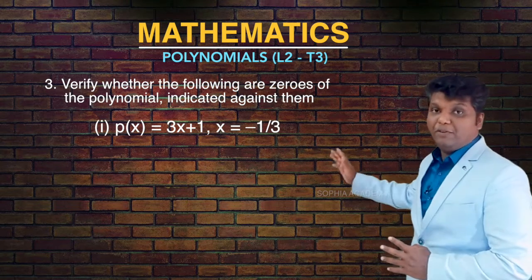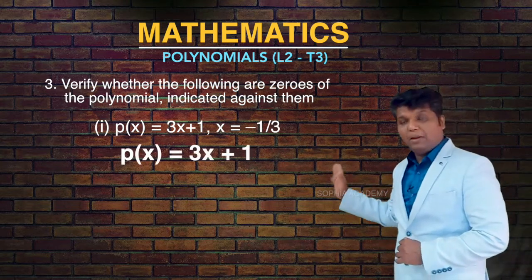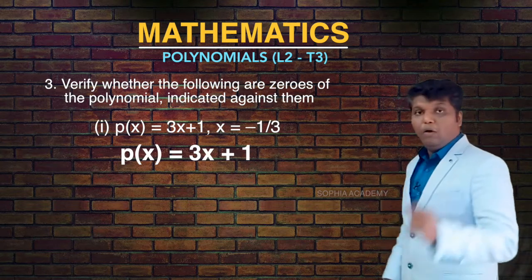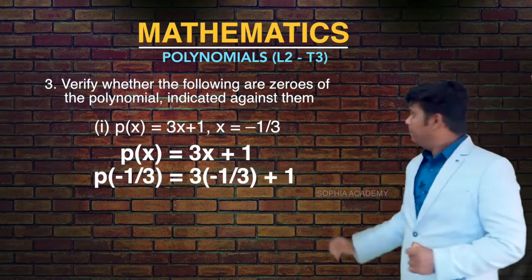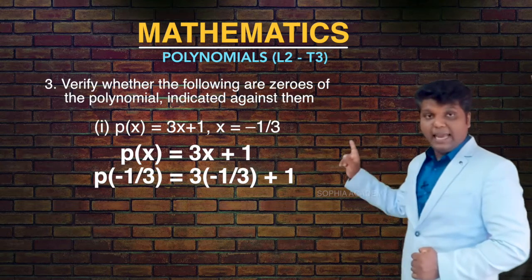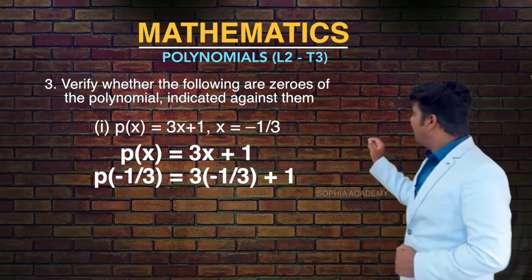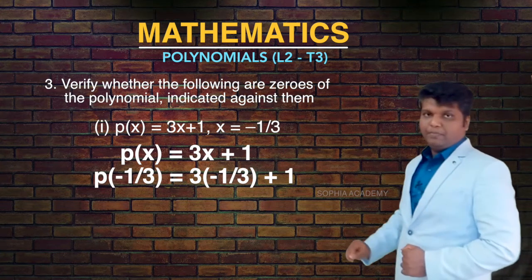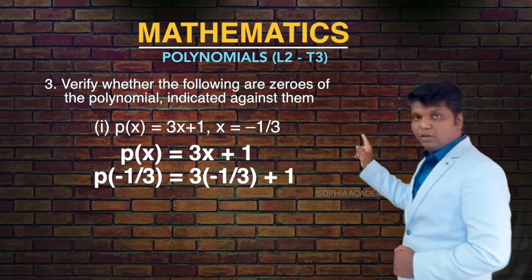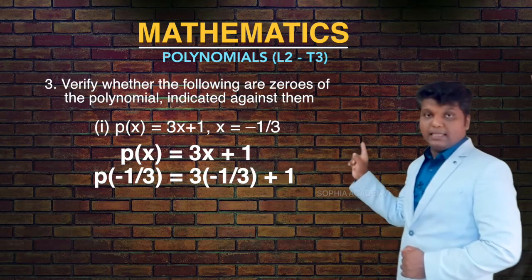So let us write P of x. P of x is equal to 3x plus 1. Now P of minus 1 by 3 is equal to, wherever you are seeing x, substitute the value minus 1 by 3. So 3 into minus 1 by 3 plus 1. Here 3 and 3 will get cancelled because they are in the same term, right?